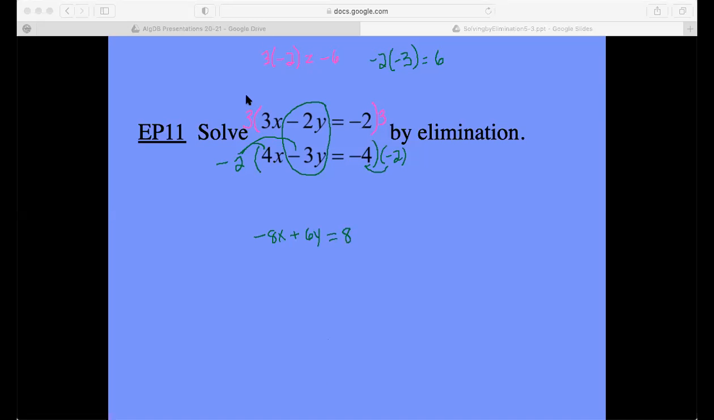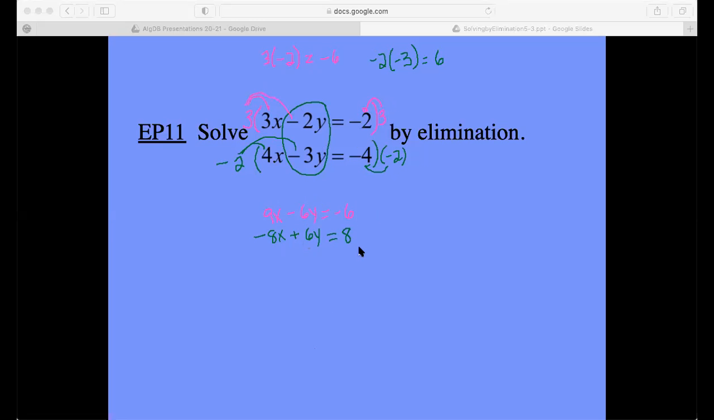All right, I'm going to multiply the top equation. 3 times 3x would be a positive 9x. 3 times negative 2y would be negative 6y. Equals, and 3 times negative 2 here would be negative 6. All right, I'm going to switch colors. So now I have 9x and negative 8x. Those aren't opposites, but I got what I wanted here. I have a negative 6y plus 6y.